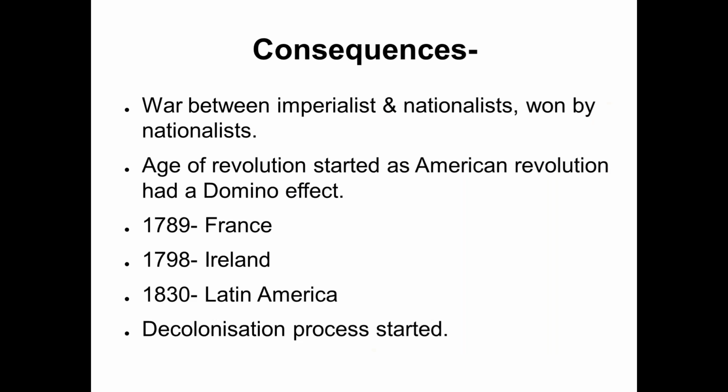It was big. The sun never sets in the British Empire. It was said because somewhere on the globe, Britain already had some territory. That is why the sun never set in their empire. So what were the consequences? It was a war between imperialists and nationalists, which was won by nationalists, and it set the age of revolution started. See, revolution is very contagious. Okay, it is very infectious.